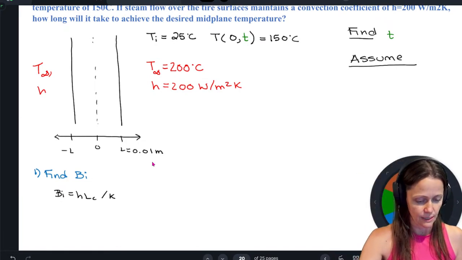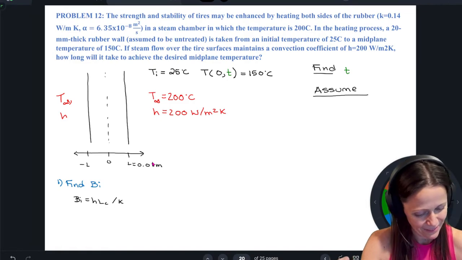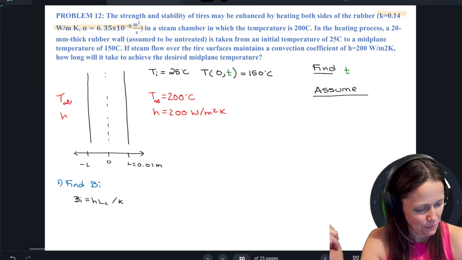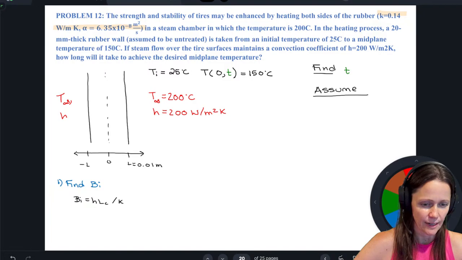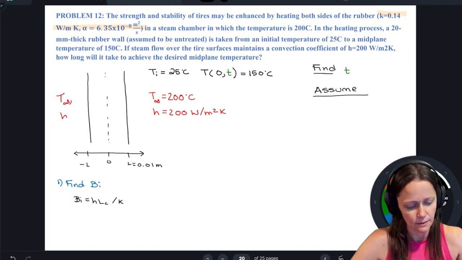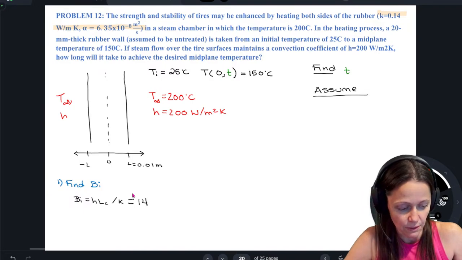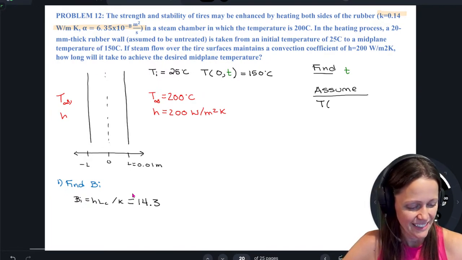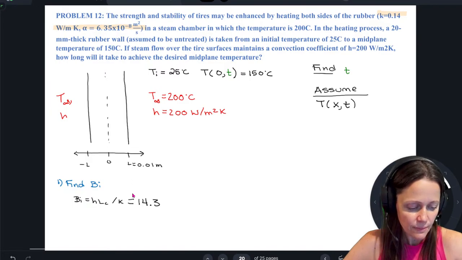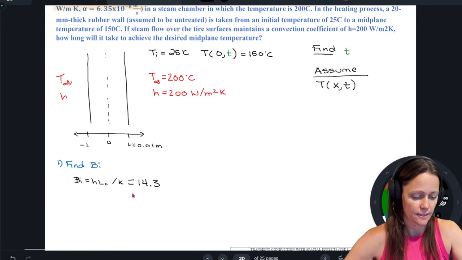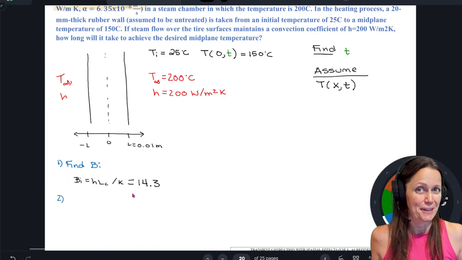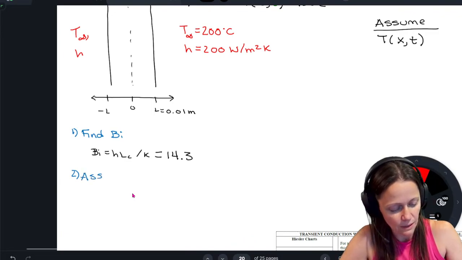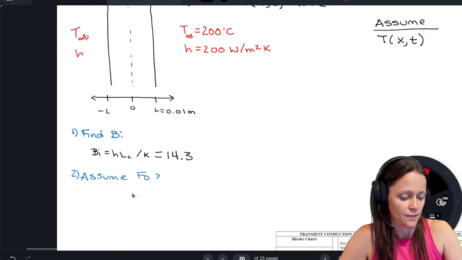We've got an h, we've got an Lc, we've got a k in our problem statement. So there's our k, there's our thermal diffusivity. I won't write down the numbers. I'll just give you the number that I end up getting. I've got a Biot number of 14.3, so definitely can't use the lumped capacitance method. So I have to say that the temperature is a function of position as well as time. I don't know the time, so I have to make an assumption about that Fourier number. So let's go ahead and do that. So assume that that Fourier number is greater than 0.2.